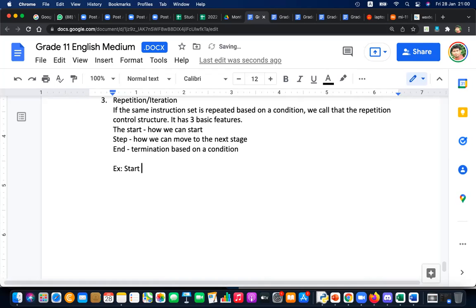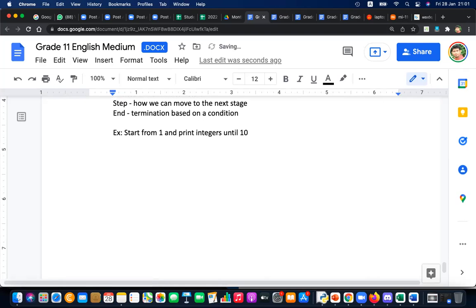Start from 1 and print integers until 10. So what is the start? You need to find the start. Start from 1. Step, you have to move 1 by 1, and end when the final number is 10.